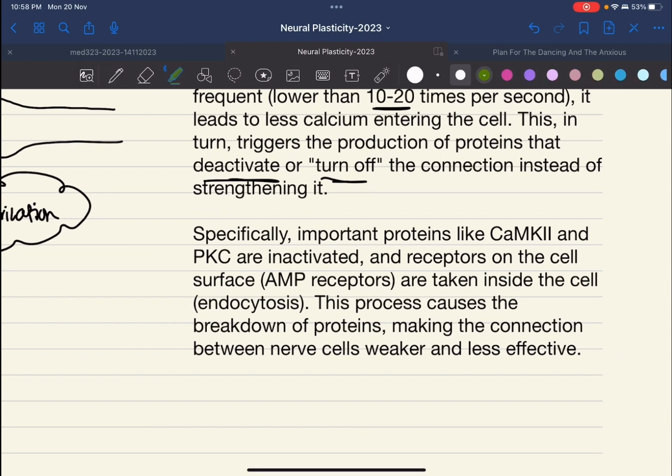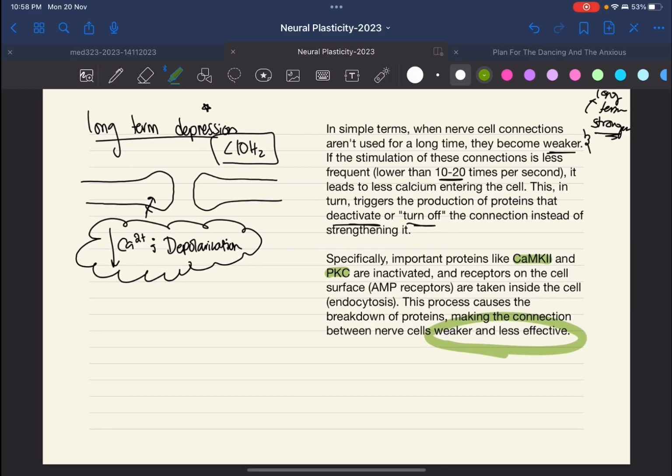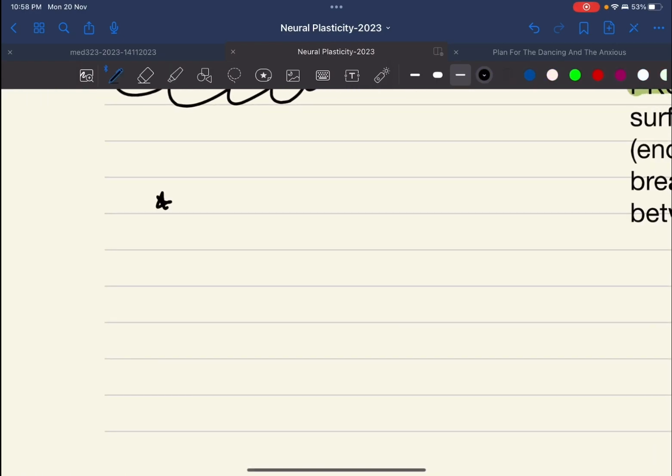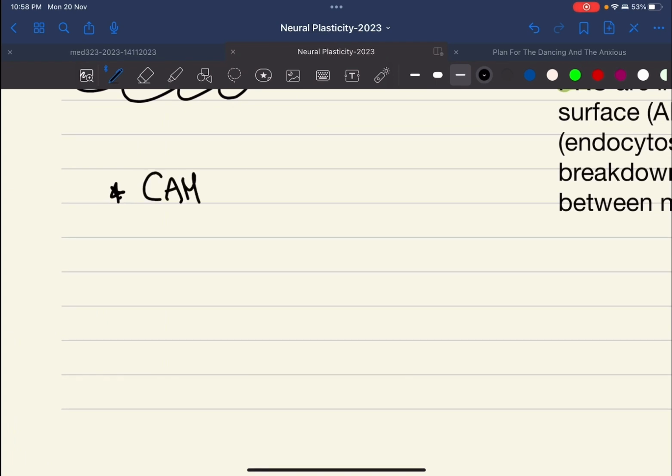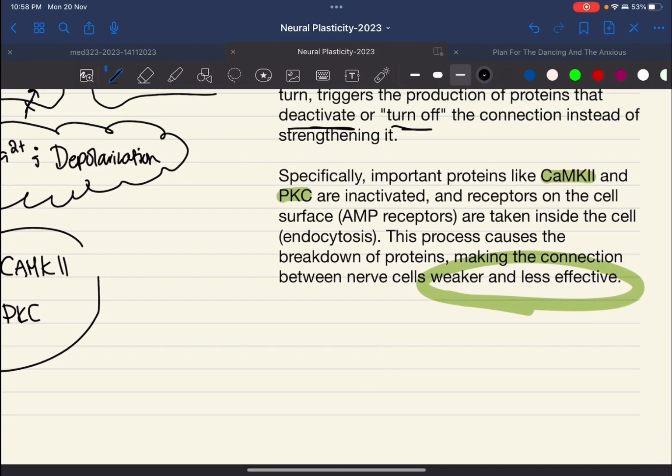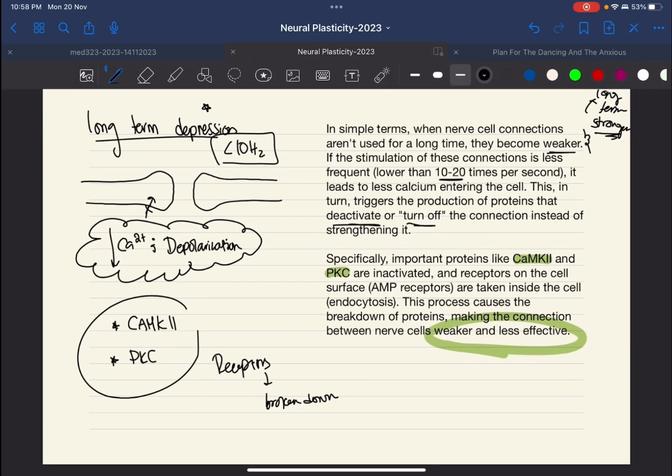Specifically, important proteins like CAMK2 and PKC are inactivated and receptors on the cell surface are taken inside the cell. This process causes the breakdown of proteins, making the connection weaker and less effective. So these are the two main proteins that we need to keep in mind that are deactivated: CAMK2 and PKC. They are deactivated and the receptors are broken down via endocytosis. They're taken inside the cell and then broken down. And this is how we lose a memory.